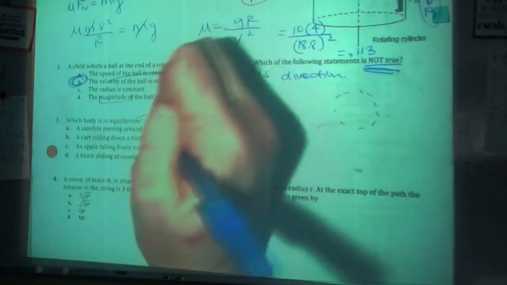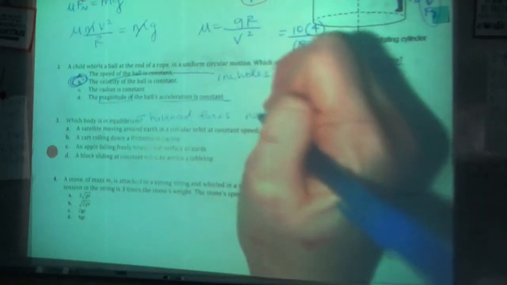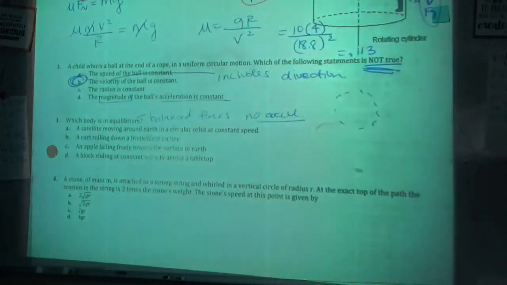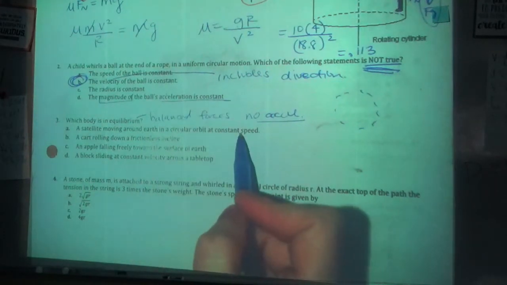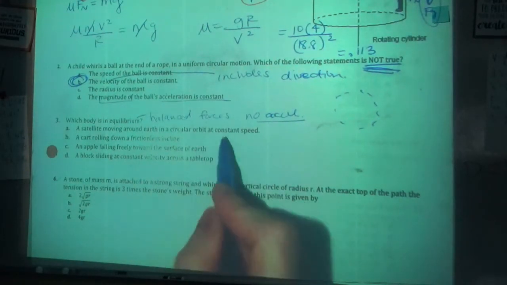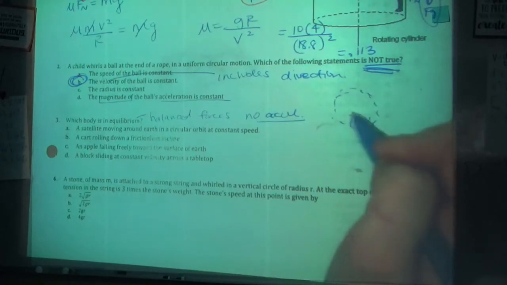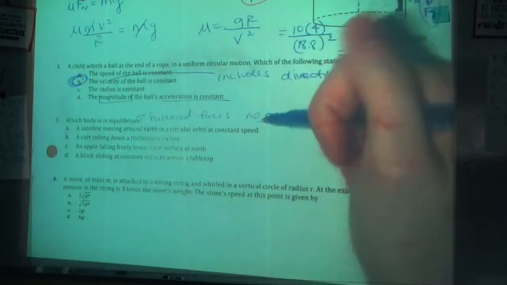Equilibrium means that you have balanced forces, so no acceleration. It can be moving, it just can't be accelerating because the forces cancel out. You have no net force. A satellite moving around the Earth in circular orbit at constant speed is going at constant speed, but in order to go around in a circle, you have to have a centripetal force to pull it into the center, to constantly be changing its direction. So that is not equilibrium because it does have a net force.